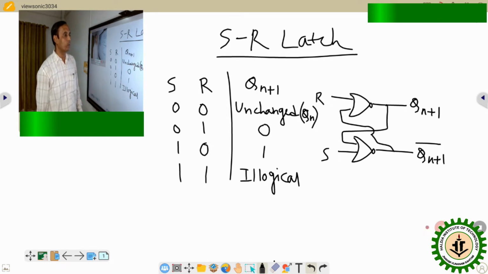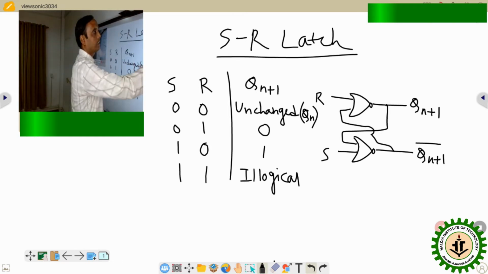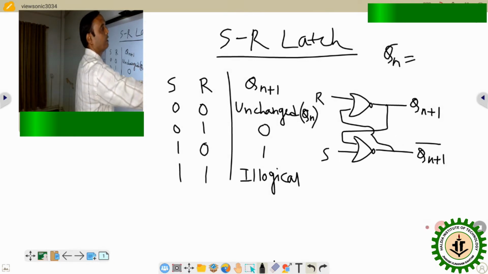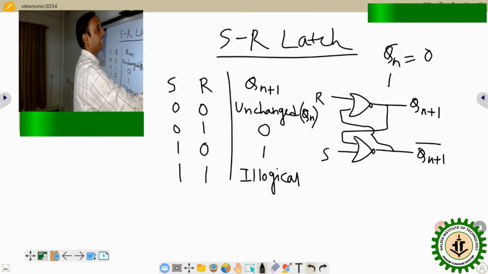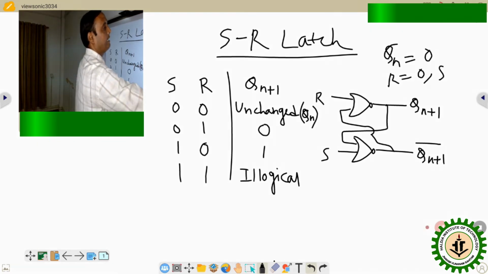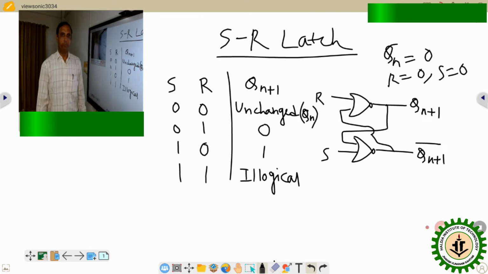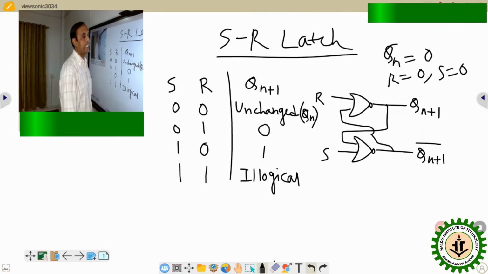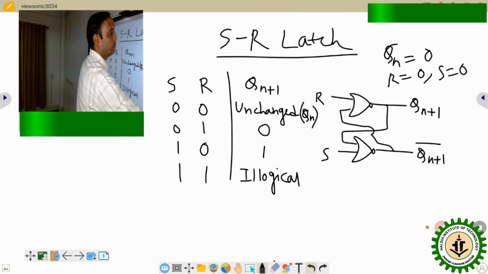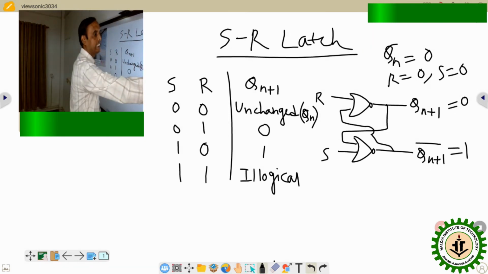First we consider that the current output at this moment, Qn, equals 0, and we are providing R equals 0 and S equals 0. So just consider that Qn equals 0, that means this is 0, so obviously this will be 1. Now this is 0, so this value will be 0, and this is 1, so this value will be 1.